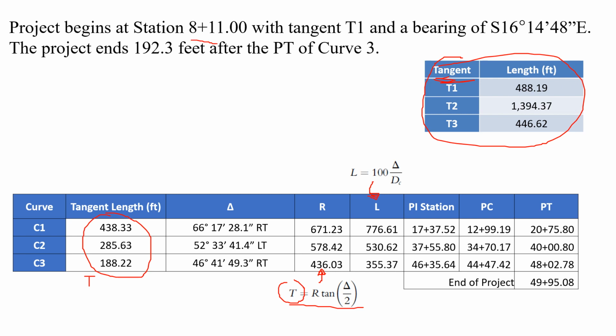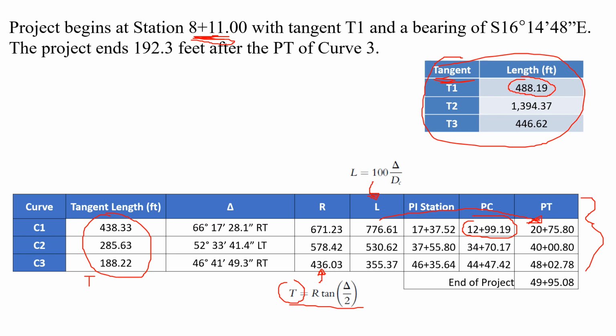Now moving into the stationing. So we start with station 8 plus 11. That's going to be our beginning station. And then we build in these rows here and the columns for the PI station, the PC, and the PT stations. So we have 8 plus 11. We're adding our first tangent length. So we start with tangent length T1, and that's going to start us at our first point of curvature. So PC for curve 1 is 12 plus 99.19. Then we're going to add the length of curve 1 to arrive at the PT.